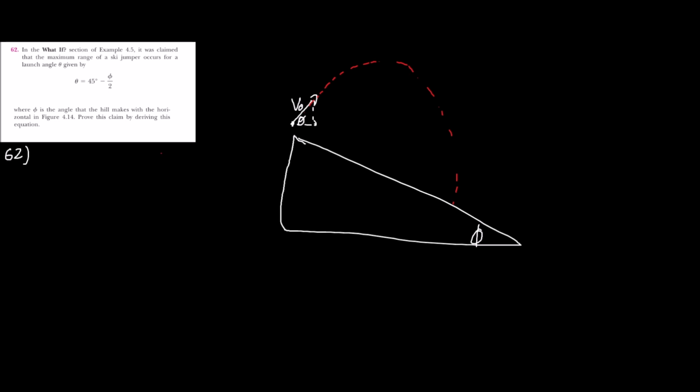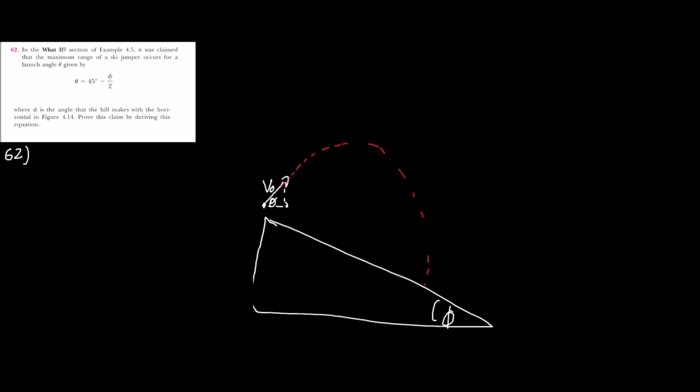The question, in the what if section, and let's pretend this is the figure of the ski jumper, is what is the maximum range, in terms of the launch angle, depending on phi? I encourage you guys to pause the video to give this a shot. So how do we even find this? Well, we use the tools of mathematics, like we've been doing all this time, folks.